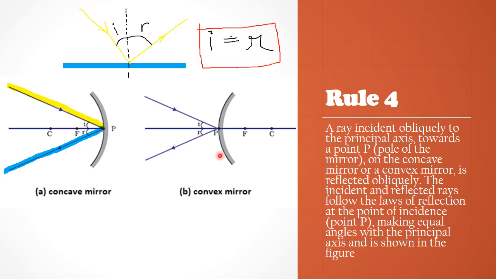So we have discussed the four rules of how the light will be reflected. Let us just quickly summarize. The first rule states that when a light moves parallel to the principal axis, suppose let us revise, this is your mirror. When a light moves parallel to the principal axis, it passes through which point? It will pass through the focus. This was your first rule. Clear?